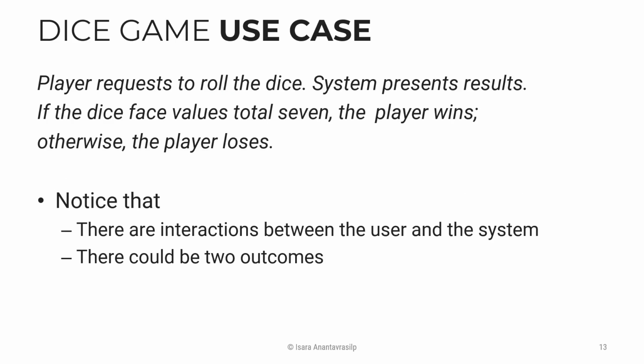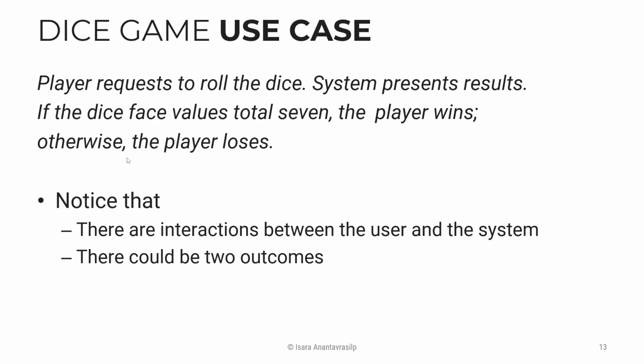So let's have a look at our dice game. This is the use case. Player requests to roll the dice. System presents results. If the dice face values total 7, the player wins. Otherwise, the player loses. Now check this. There is interaction between the user and the system, and there can be two outcomes.